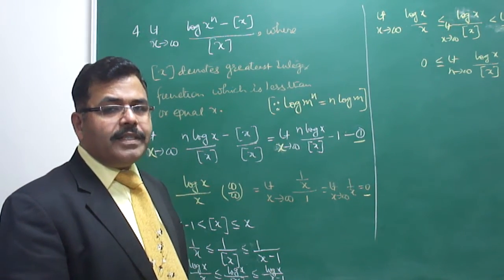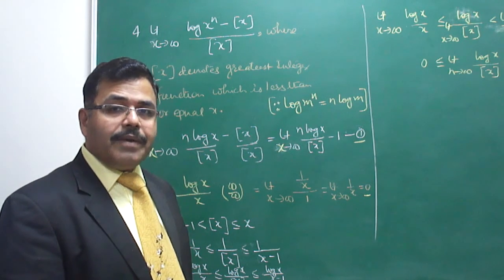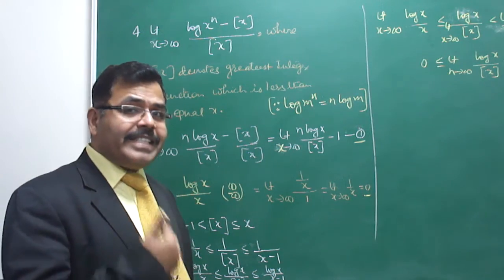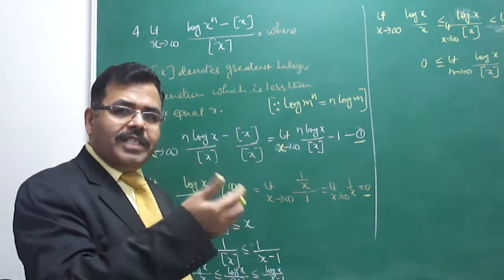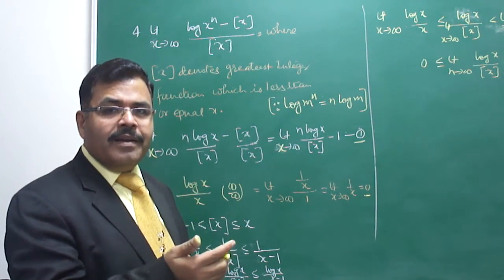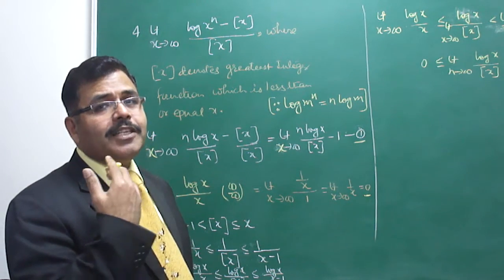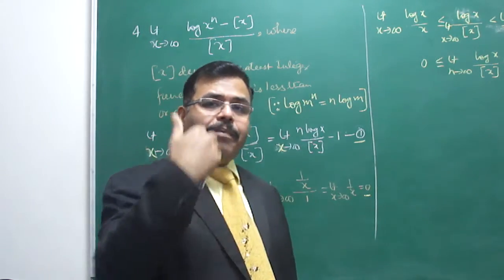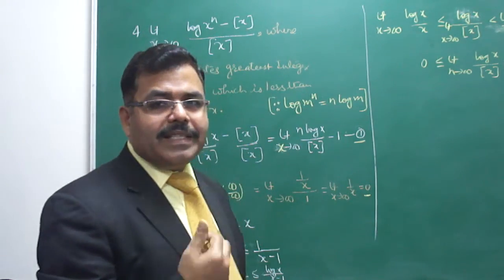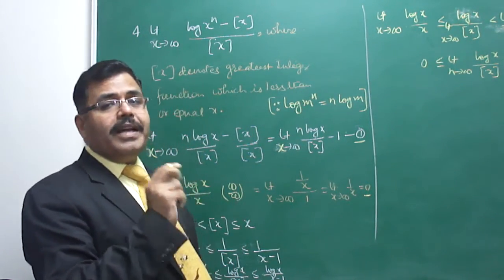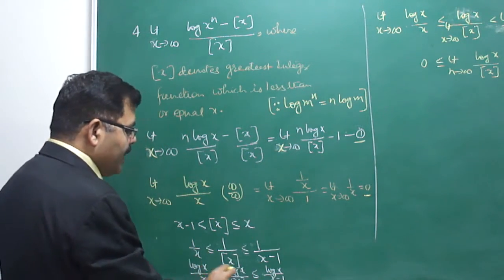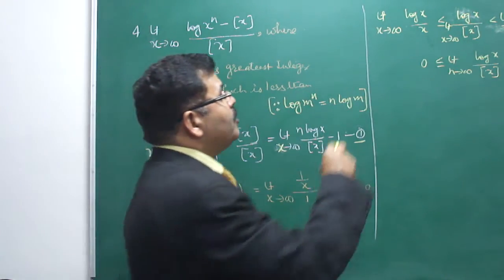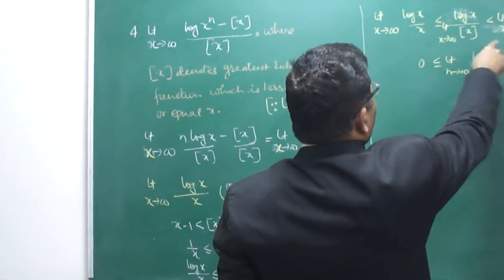How can you show that this is a positive number? Someone may ask why log x is considered positive. Because x tends to infinity, in the positive region after 1, the value of log is always positive. And that is why, because x approaches infinity, it is a positive region, and therefore we can consider that log x will always be positive. And by multiplying with a positive number, the inequality sign will not change. So I can write here and take the limit on both sides.